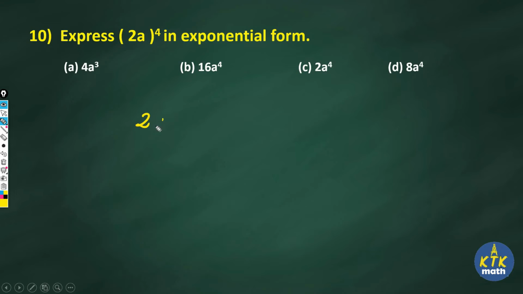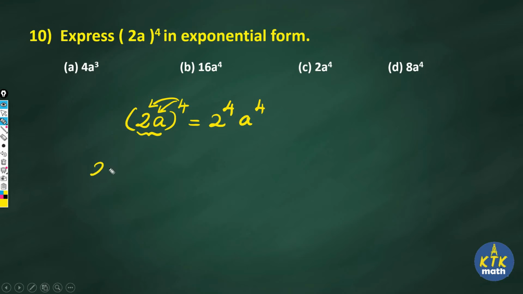The entire 2 power a, you need to multiply 4 times. Okay, so 2 power 4 and a power 4. Make sure when the base is in terms of a product, you can split this power separately for 2 and separately for a. Can you understand this?